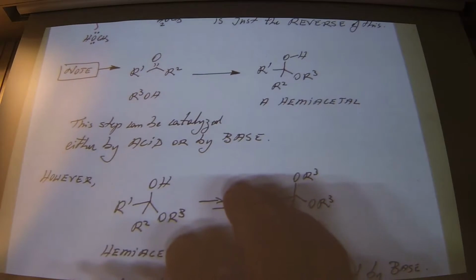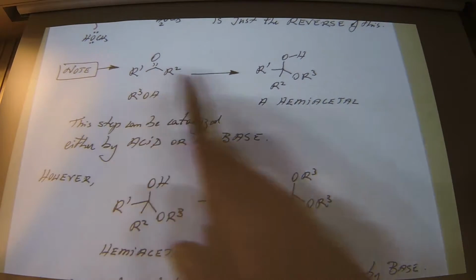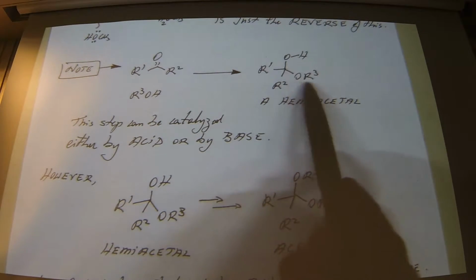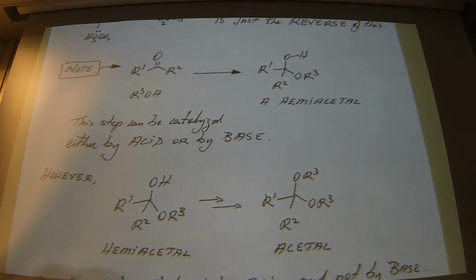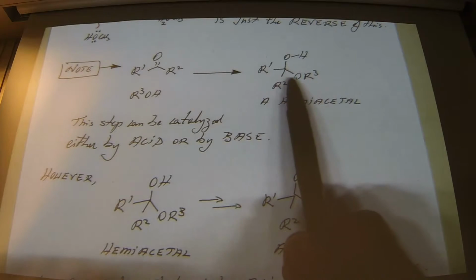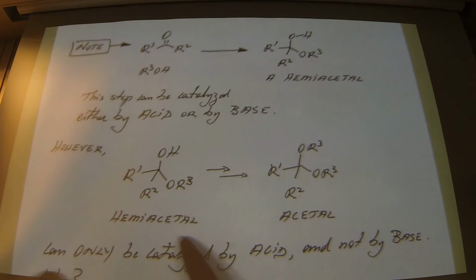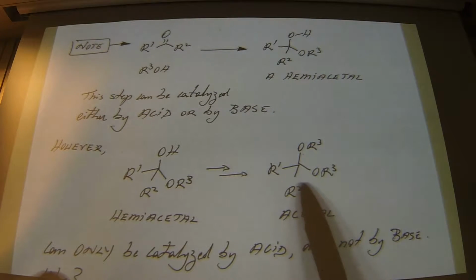Now, there's something else that you need to be aware of. And something else is this, that you can go from the ketone or the aldehyde to the hemiacetal. Remember, hemiacetal had an OH and an OR. You can do this with acid or by base. So this first step can be base catalyzed, but the second step, where you go from the hemiacetal to the acetal, is only acid catalyzed.